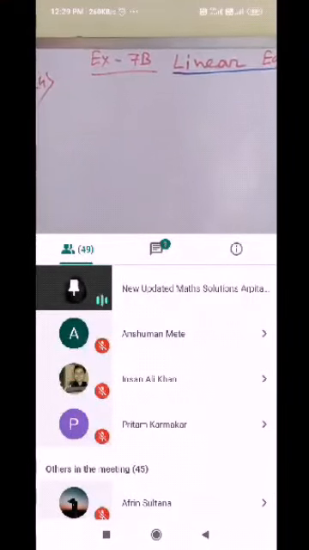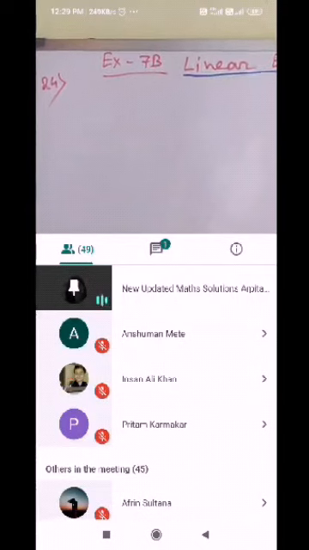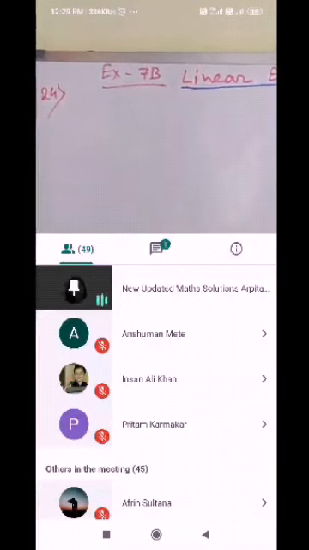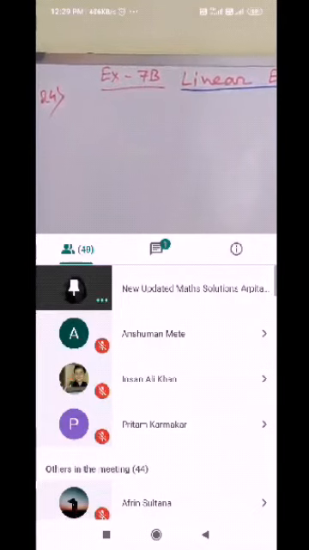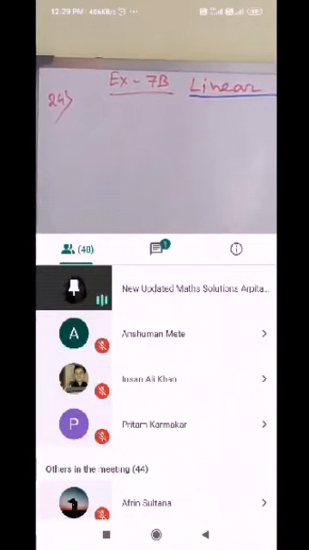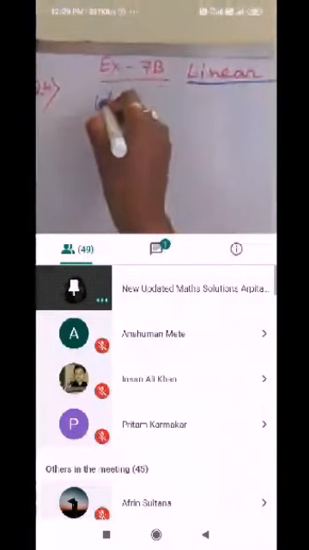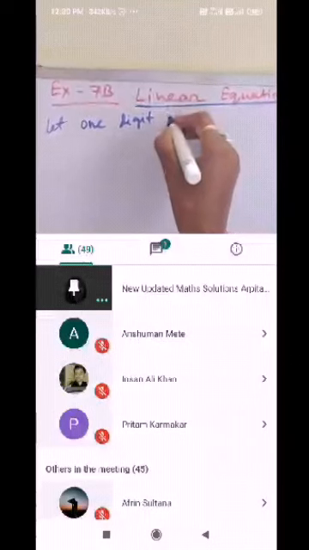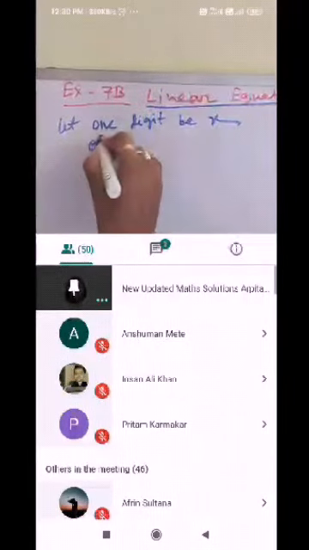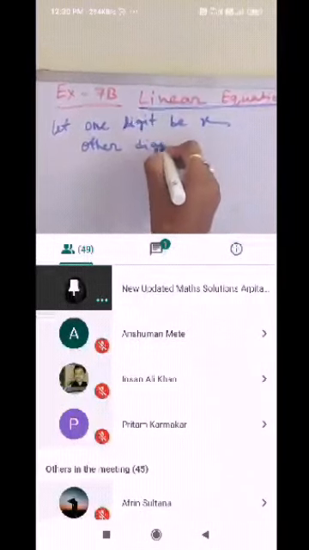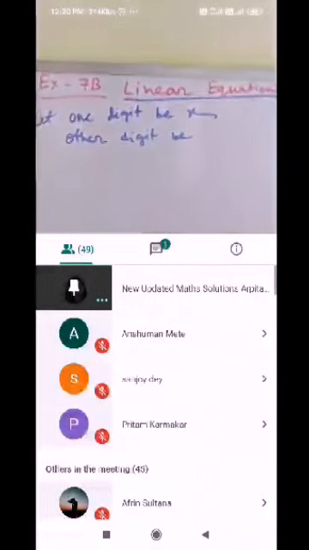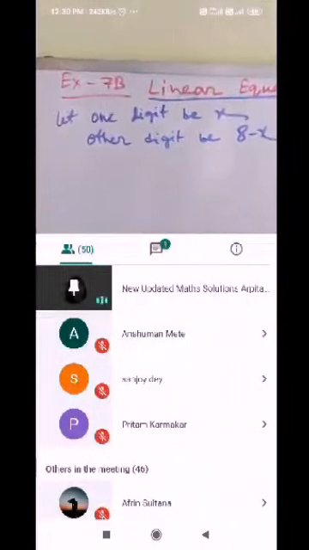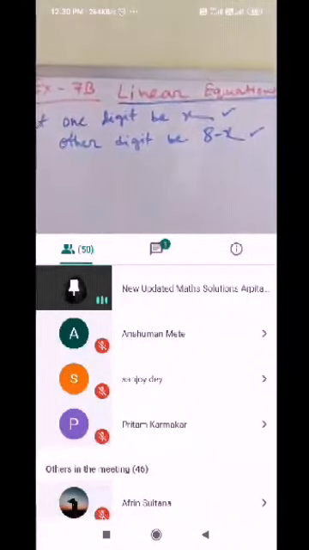Okay, question number 24. A number consists of 2 digits whose sum is 8. If 18 is added to the number, its digits are reversed. Find the number. A number consists of 2 digits whose sum is 8. That means let one digit be x. Then the other digit will obviously be 8 minus x, because the sum of both digits is 8.